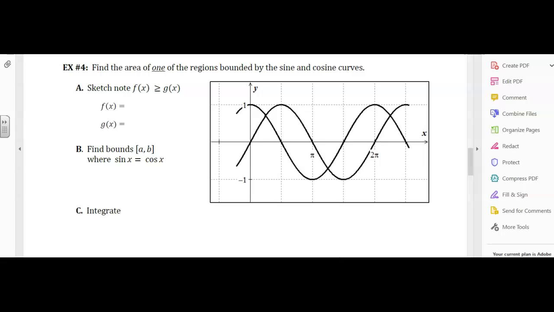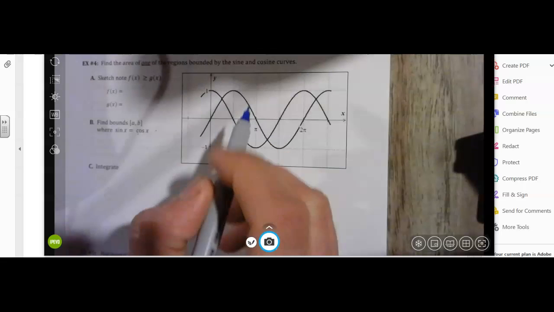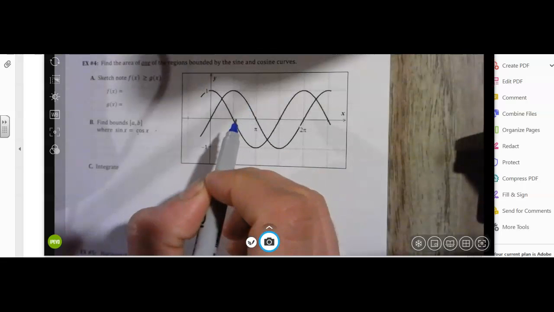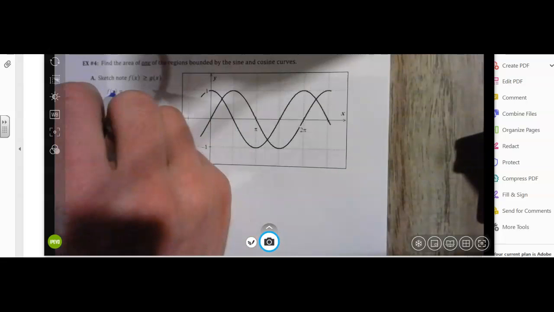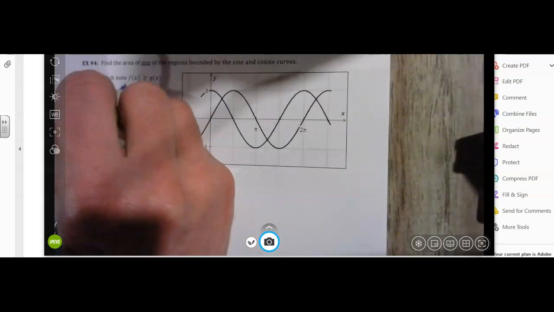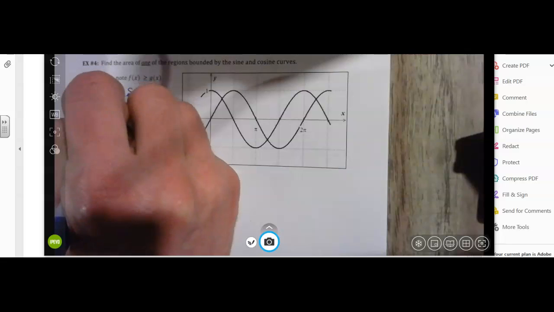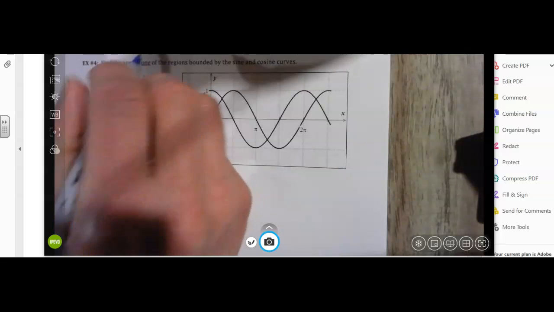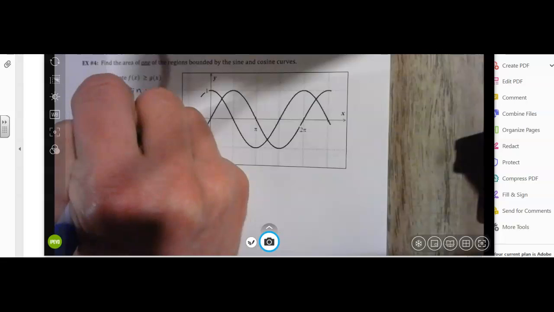Okay, now in this example of two trig functions, the sine and the cosine curve, we're asked to find the area of one region in here. I'm trying to find the area of one of these regions trapped by the sine and cosine curve. So just for simplicity's sake, we'll say that f of x is equal to sine x and g of x is equal to cosine x.